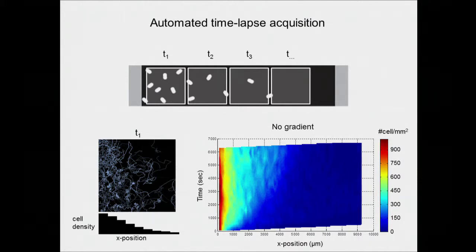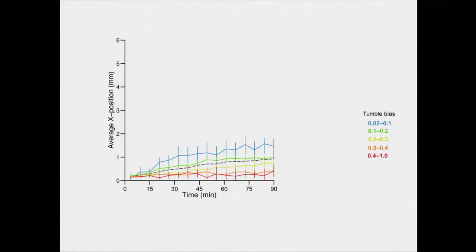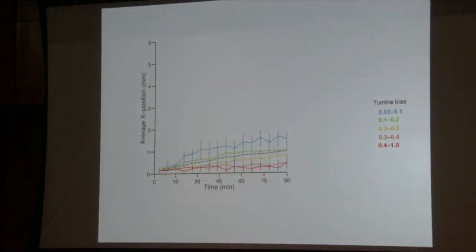But now you can ask an interesting question. You can say, well, who is in the front, who is in the back? Or what's the performance of the cell conditional on its phenotype? And so we can do that by binning the trajectory by the tumble bias. If there's no gradient, you see that if you have a high tumble bias, you're really not doing very well at invading this chamber. But if you have a low tumble bias, you're doing much better. And actually, you're doing almost as well as if you never tumble. This is a mutant that never tumbles.